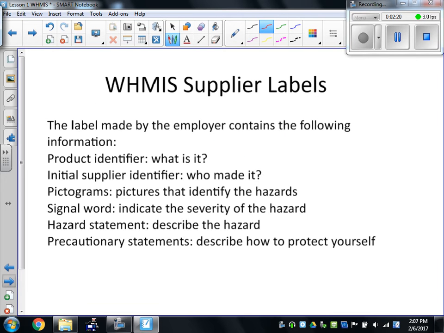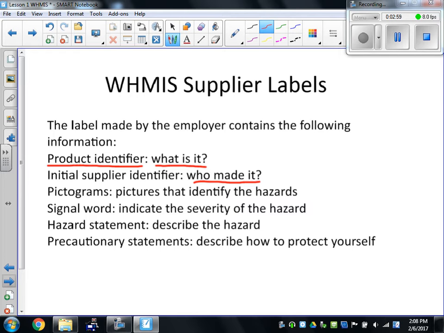So here we go. WHMIS supplier labels. The label made by the supplier contains the following information. So you will see this as part of every WHMIS label. It's got a product identifier, and basically that tells you what is it. So what is this certain chemical, right? Initial supplier identifier, who made it, so what it is and who made that product. I'm trying to think of the chemistry company that makes most of the chemicals, but I can't think of it right now. But that would be on there as well.